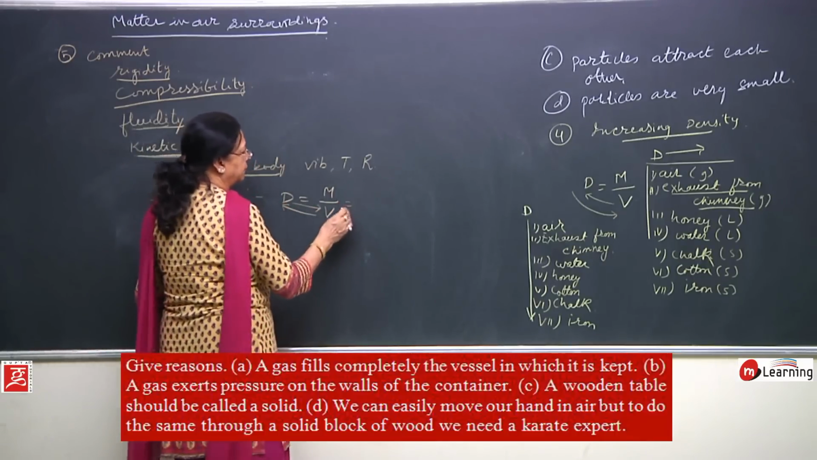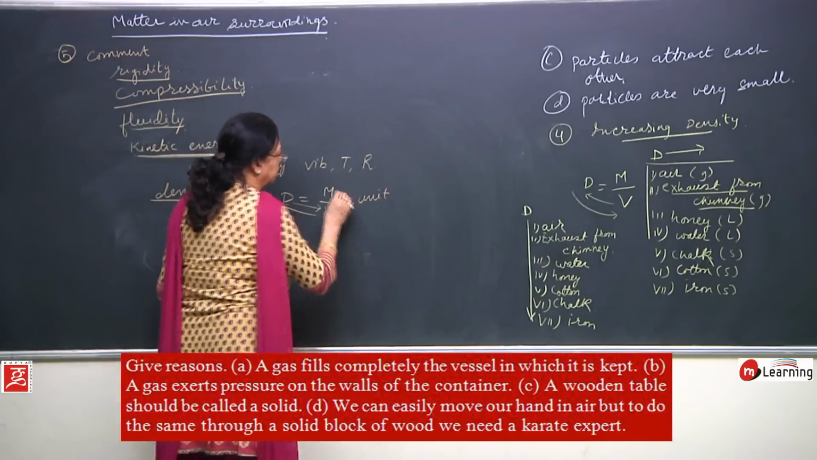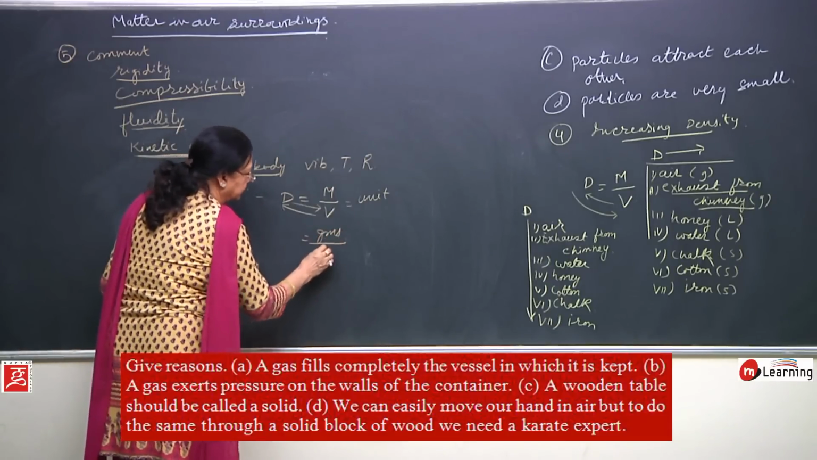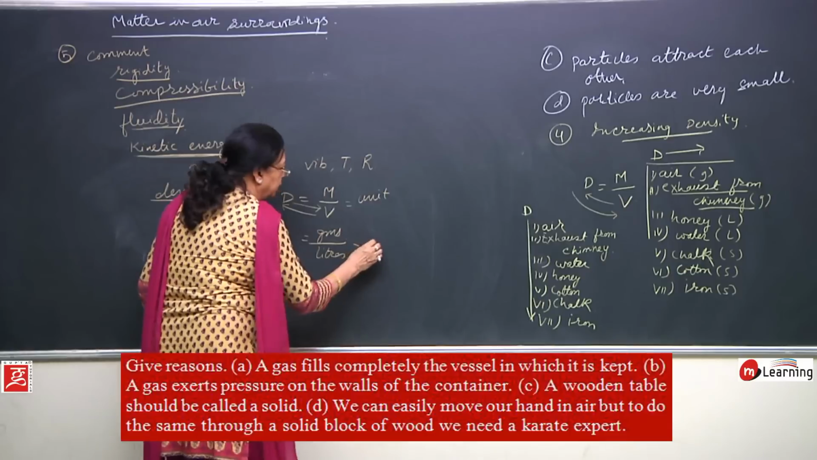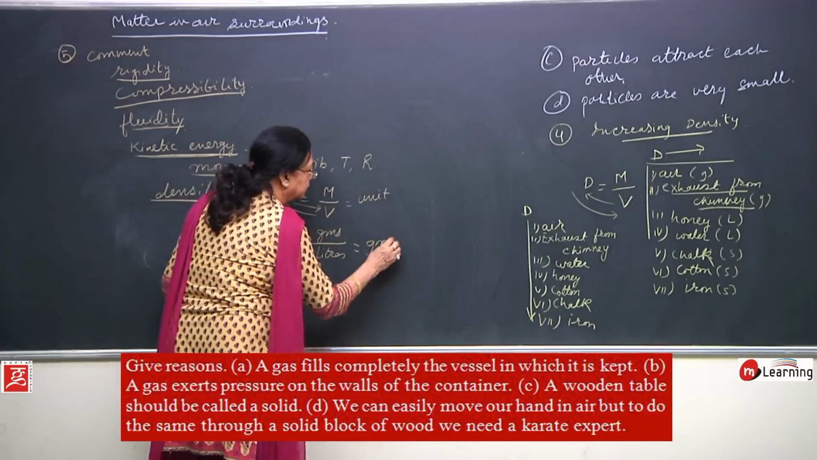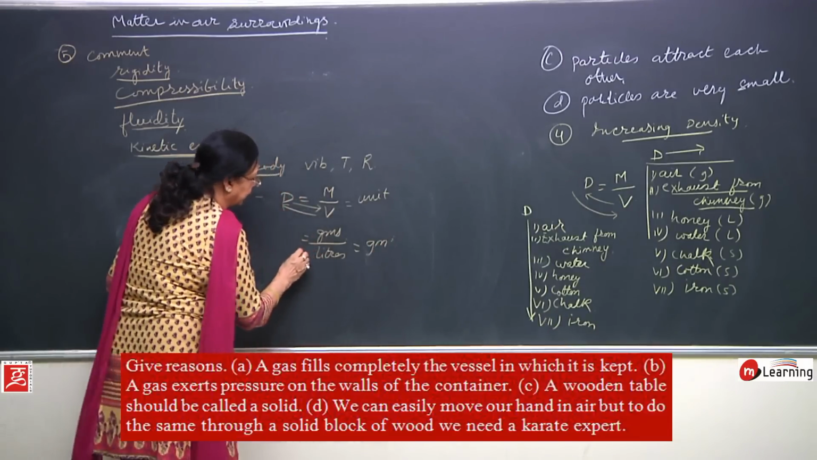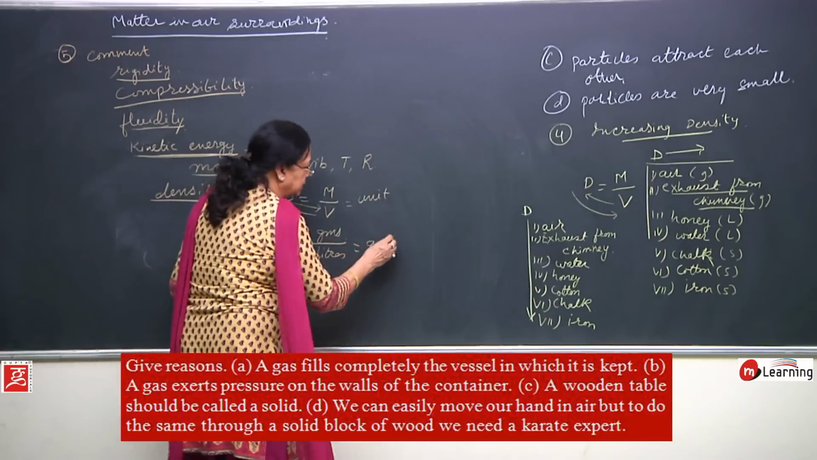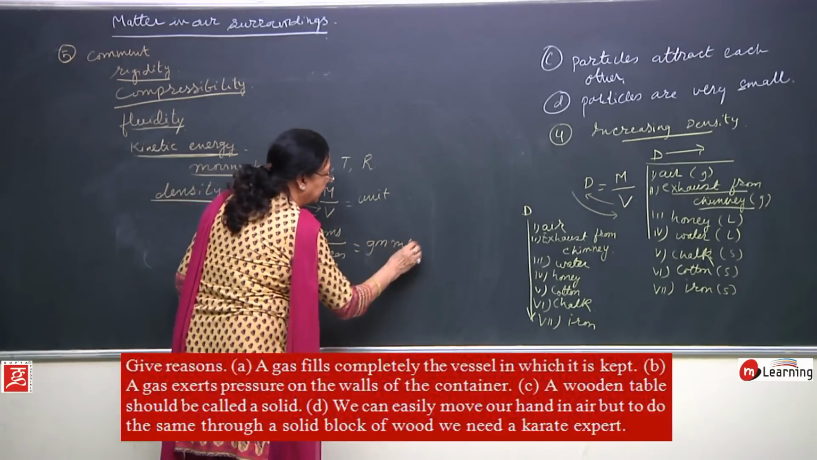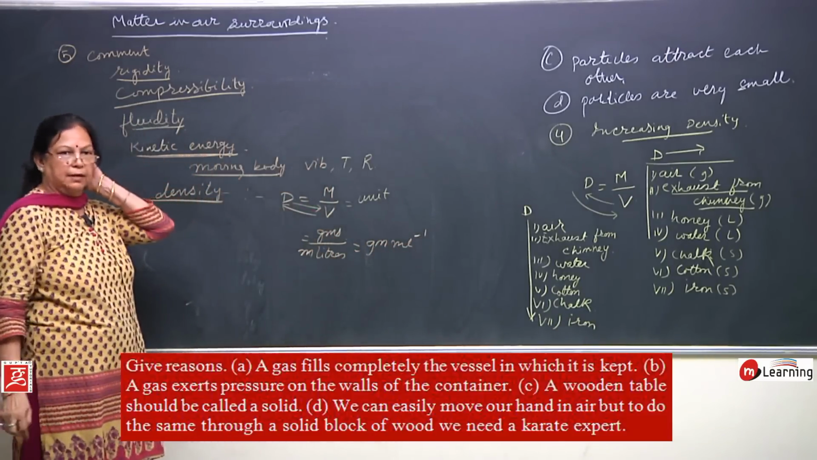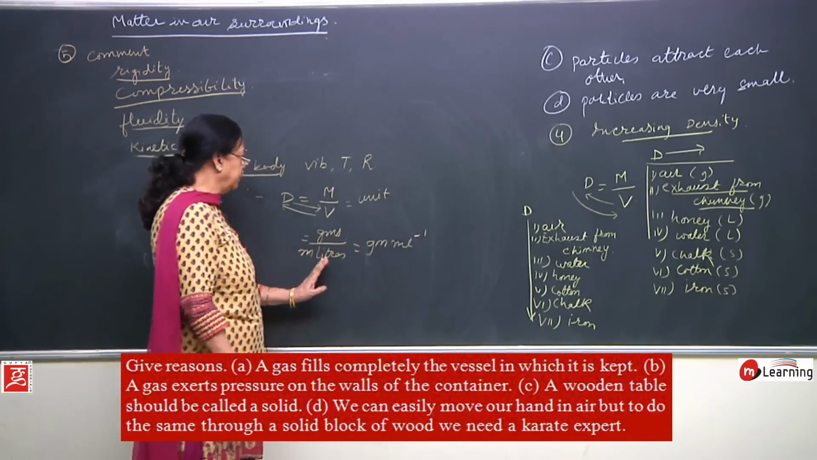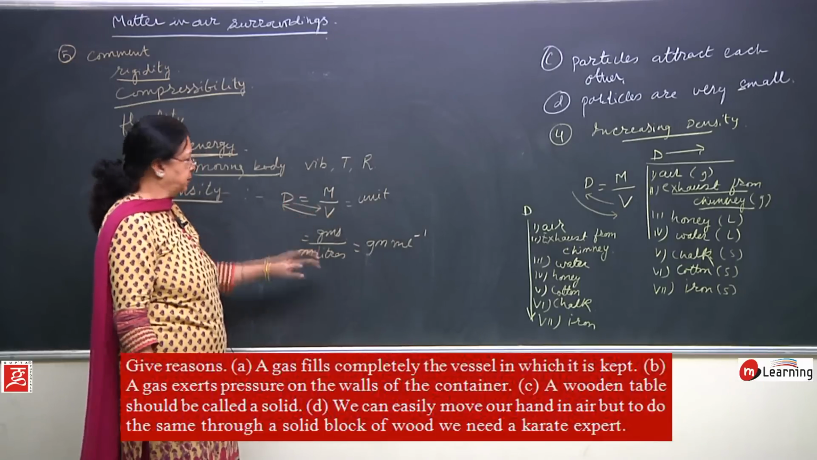What is the unit of this density? Mass we write in grams, volume we write in liters, so that is equal to gram per liter, or you can also write in milliliters. So, mass per volume, that is gram per milliliter or gram per liter. You can write gram per liter also, whatever is the unit in which volume is expressed.